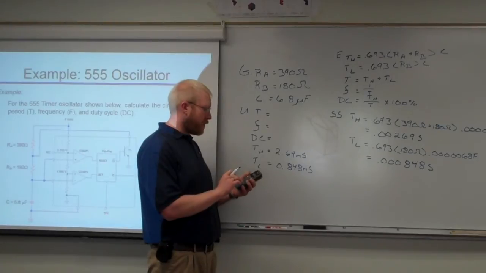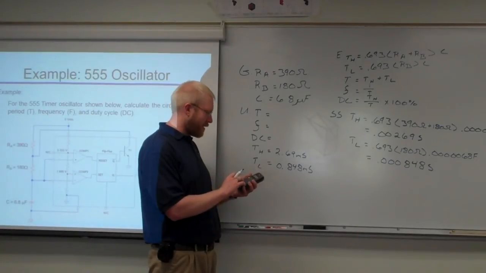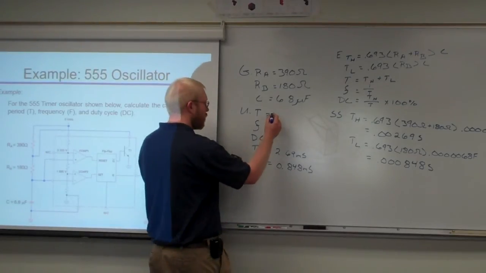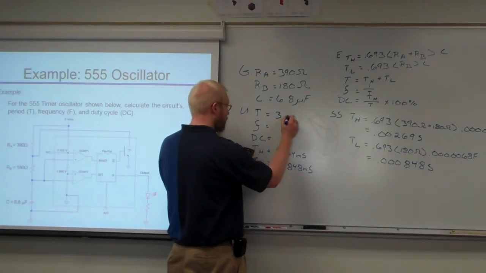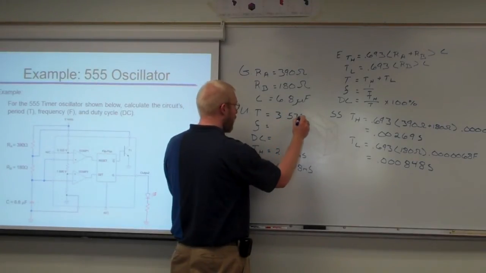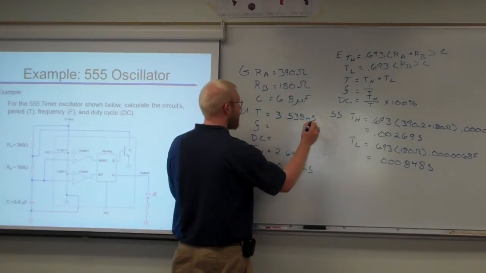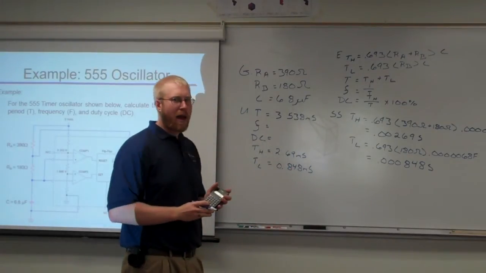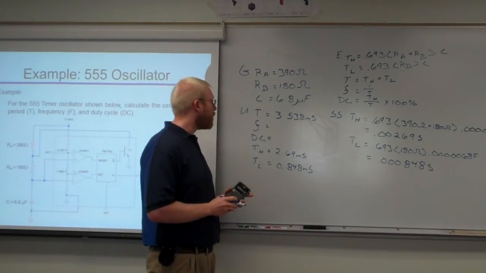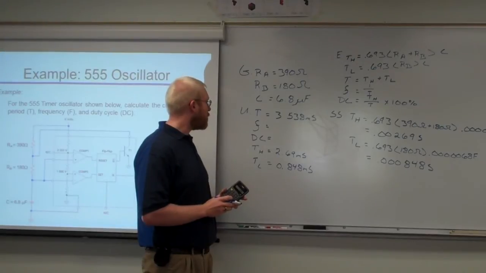Now that I have both of those, I can add them together to get my time total. I probably don't need to show that step if I can do it in milliseconds. 2.69 plus 0.848 milliseconds gives me a total time of 3.538 milliseconds.